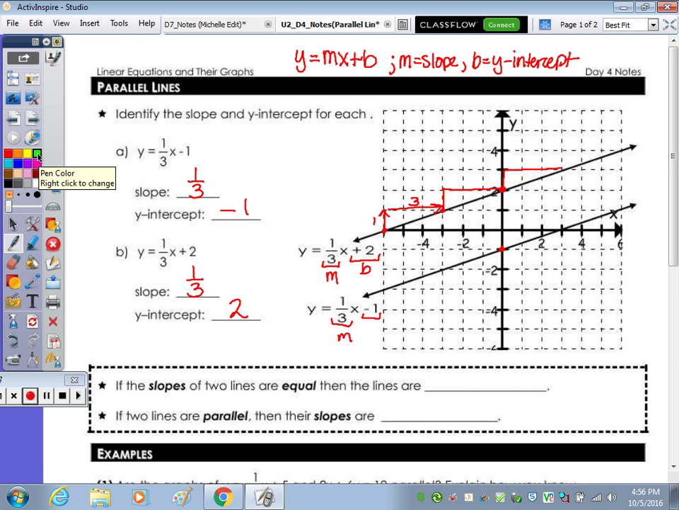Parallel lines are lines that will never intersect. In order to not intersect, they must be the same distance apart throughout. In order to be the same distance apart, they have to have the same slope. If they didn't have the same slope, I'll just draw a line on this grid that wasn't parallel, starting on the y-axis at 0, right at the origin. A different slope would be up 1 over 1, 2, 3, 4. Down 1, 1, 2, 3, 4.